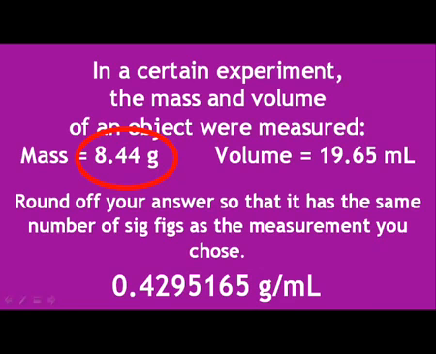Since the leading 0 is not significant, we start with the 4, and then the 2, and then finally the 9. It must be rounded up because the next digit after the 9 is a 5, we round up that position. So our final answer, when rounded, is not going to be 0.429, but rather 0.430 grams per milliliter.